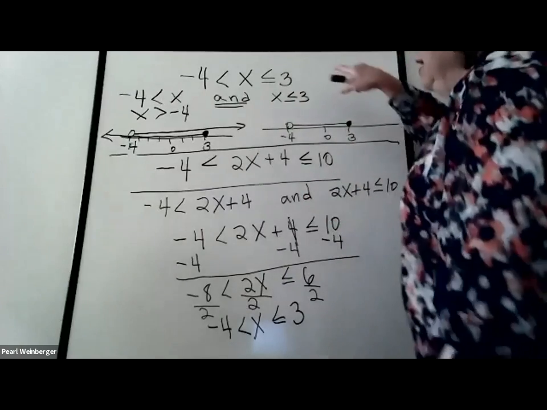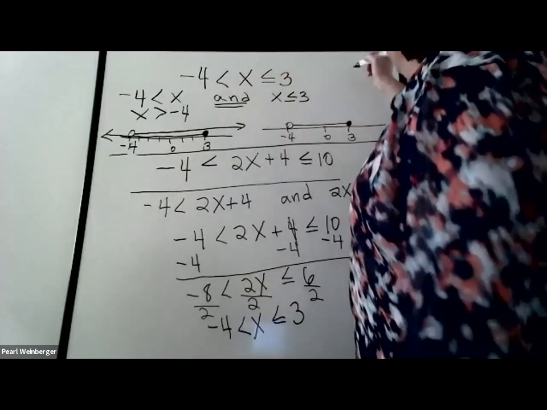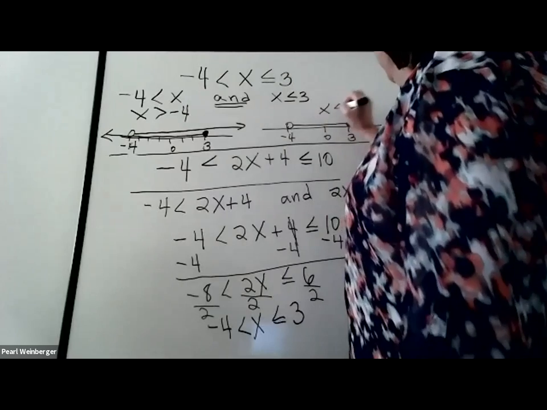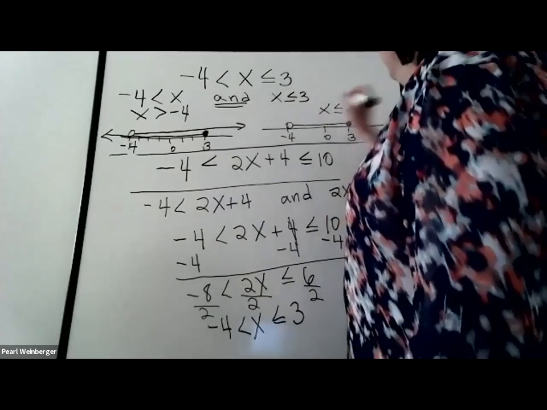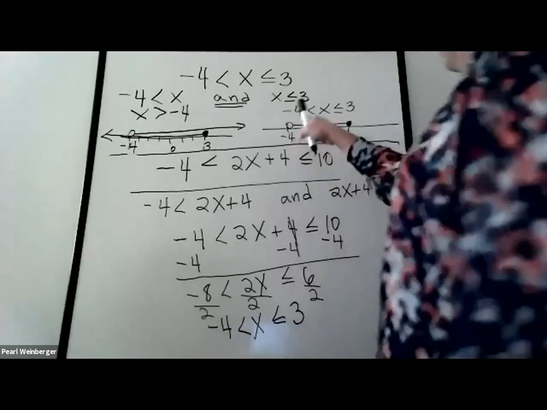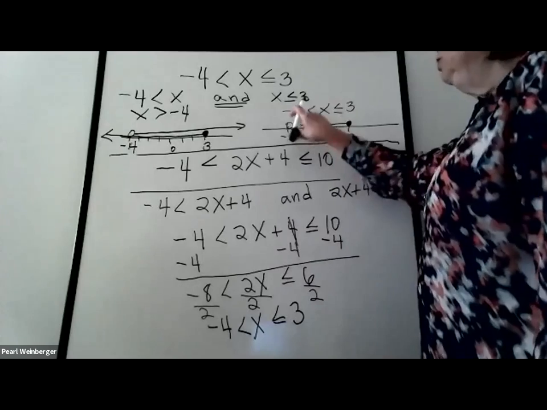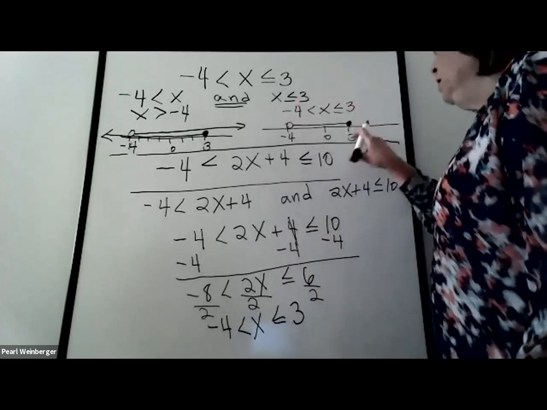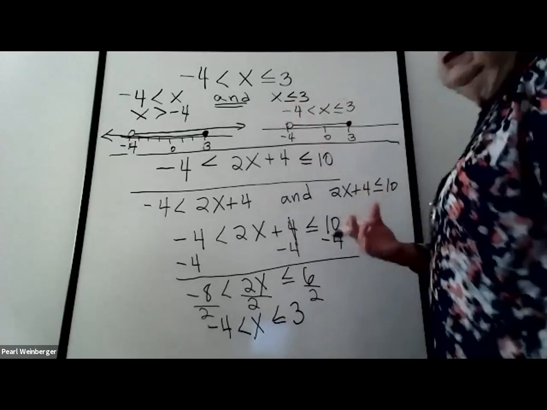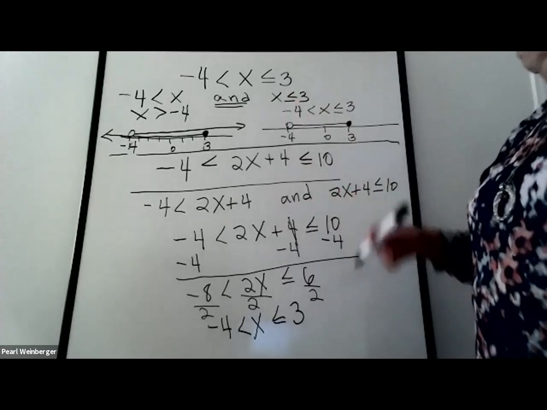And if you look at it, the inequality was x is less than or equal to 3 and greater than -4. On the number line, if you leave out the x part, you just put in the -4 and the 3 and you connect the two pieces, you have the example written on the number line.